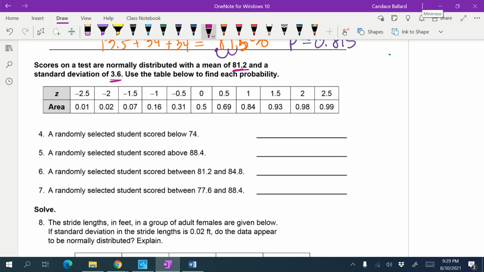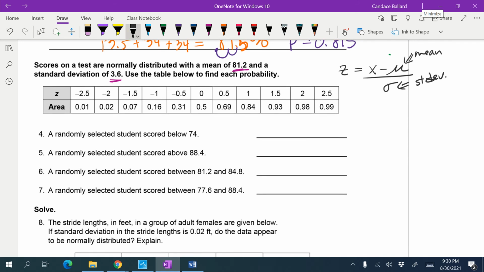So we've got a z-table, we're going to be using z-scores. So it helps to make sure you know your z-score formula. So z equals x minus mu over sigma. So remember, this is your mean, and this is your standard deviation.